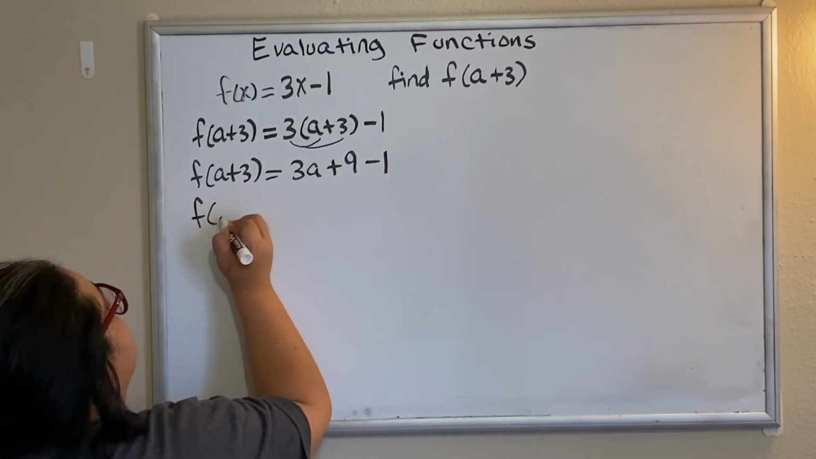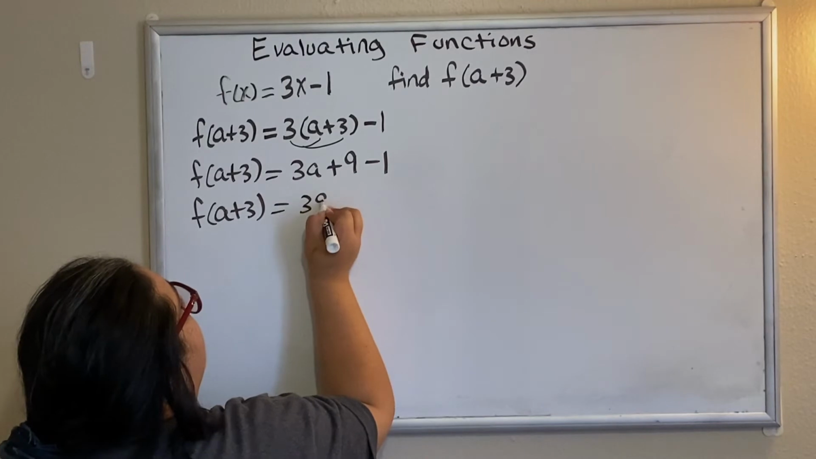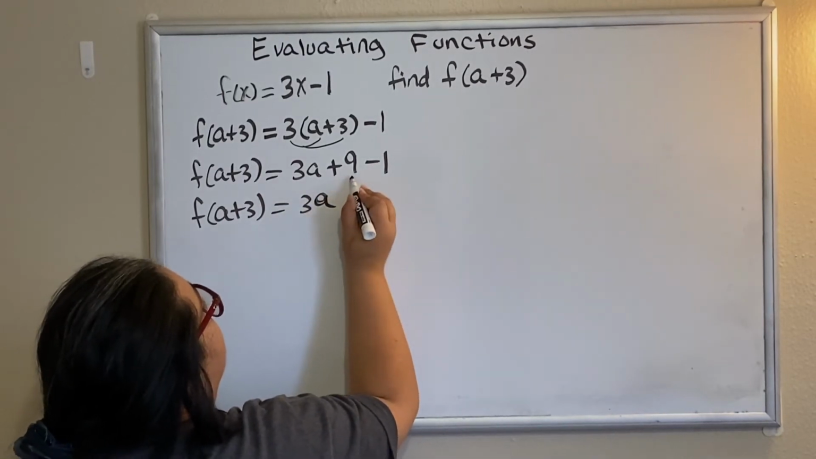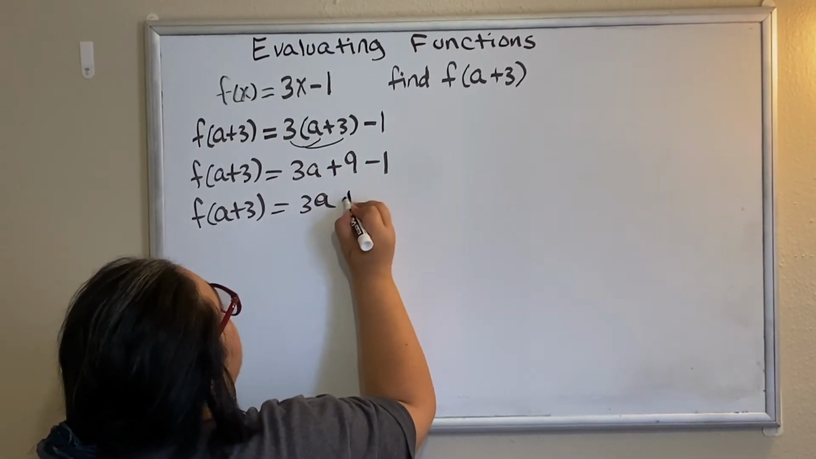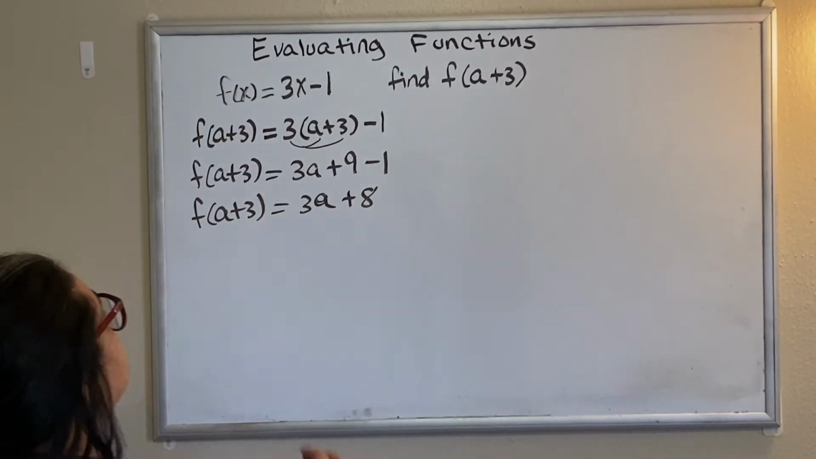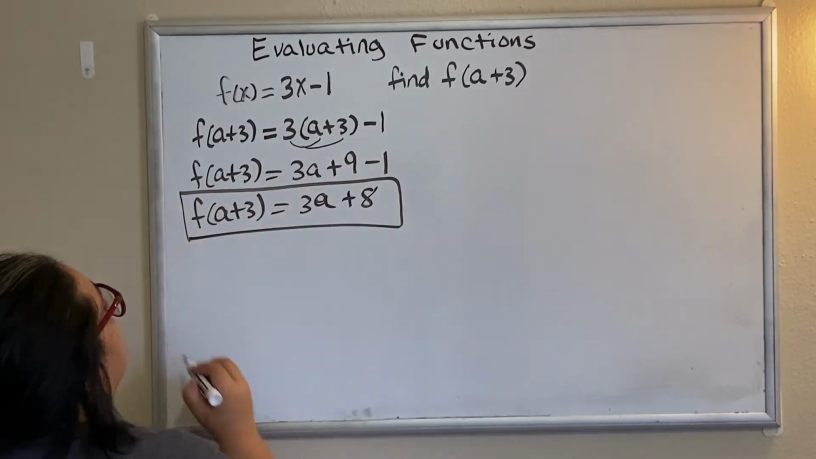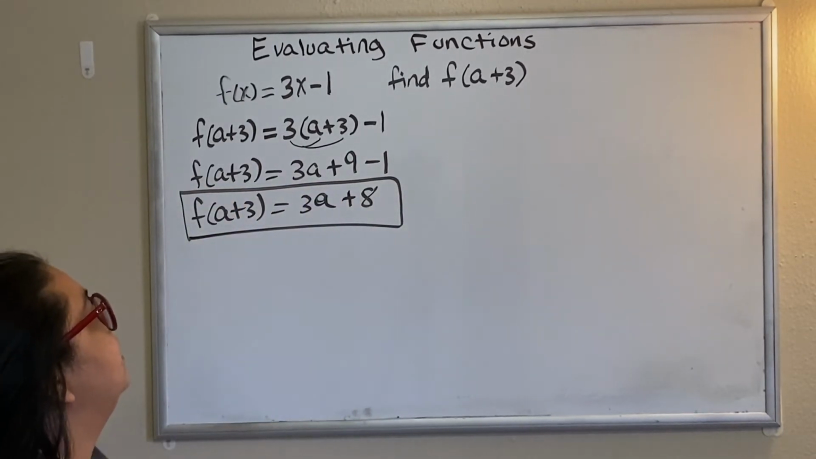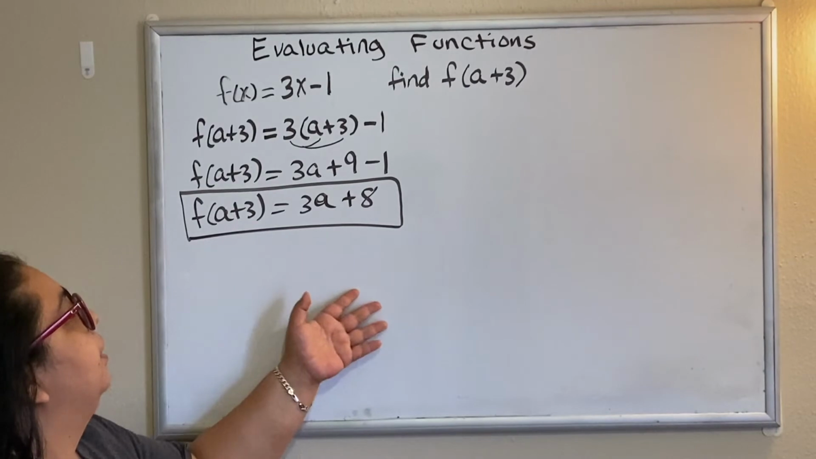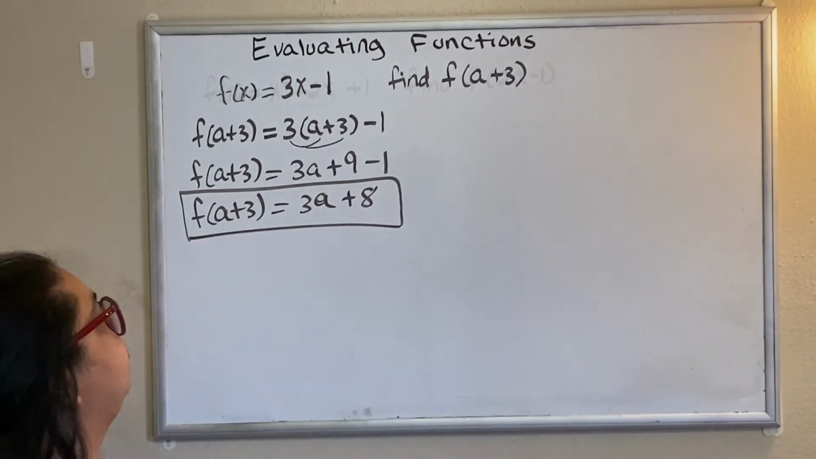In the next step, we have f of a plus 3 equals 3a, and then 9 minus 1 is a positive 8. So we get 3a plus 8, and that is my result. So f of a plus 3 equals 3a plus 8. Now, because this isn't a value, we don't have to put an x, y point. We can leave it like this.